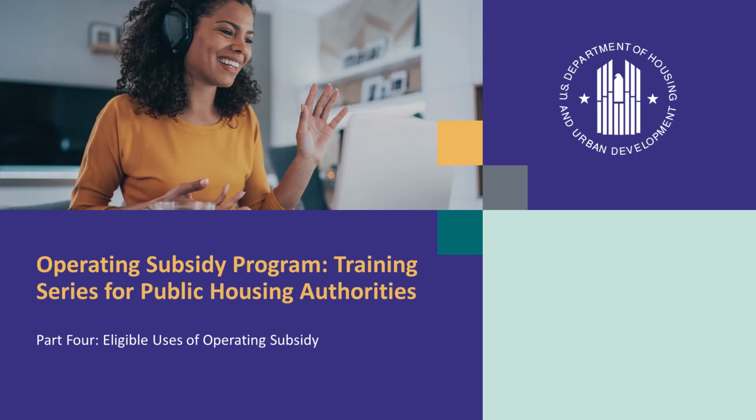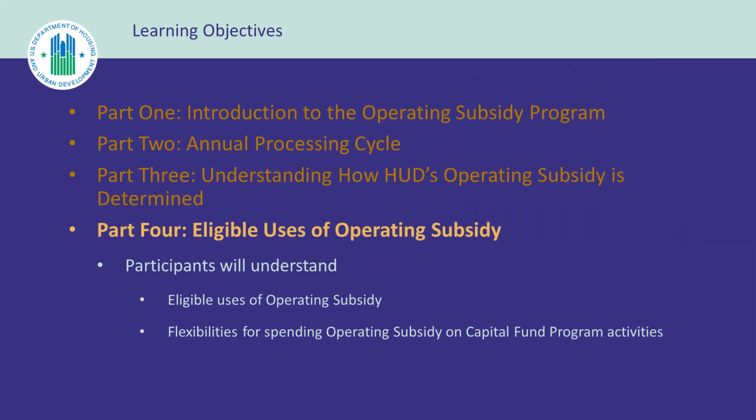This presentation is part 4 of a 4-part series on HUD's Public Housing Operating Fund. The learning objectives for this part of the series are to discuss the eligible uses of operating subsidy and the spending flexibilities PHAs have to use operating subsidy on capital fund program activities.